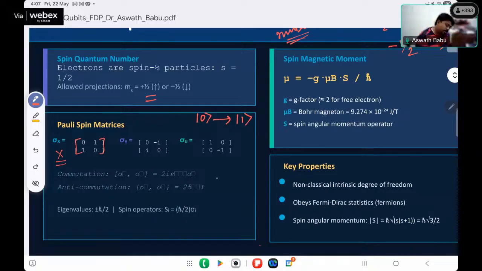So what is a zero state? Zero state is represented as 1, 0. So sigma X or X gate acting on 1, 0 will lead to 0, 1. So that is how we make the qubit flip from the up state to the down state and down to up.